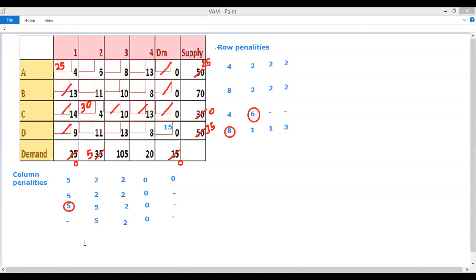And now we have to choose the maximum penalty. Which is the maximum penalty among these penalties? This one. So this is the maximum penalty. So choose this particular value.